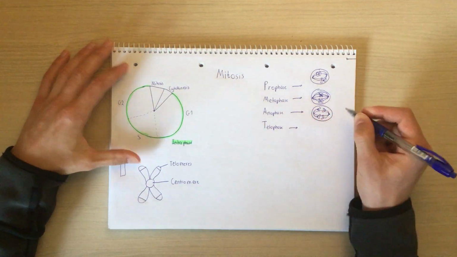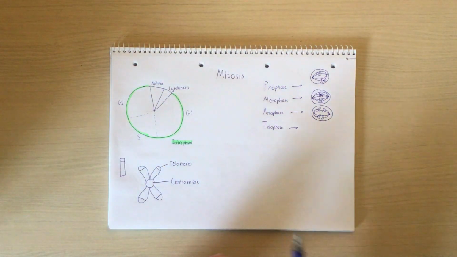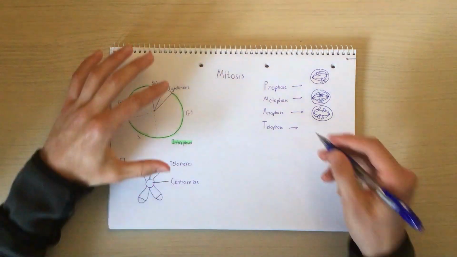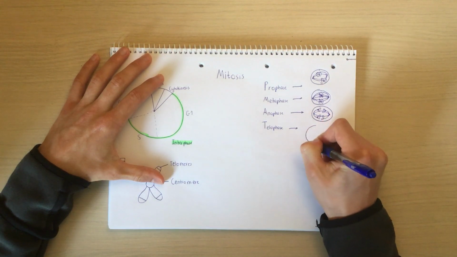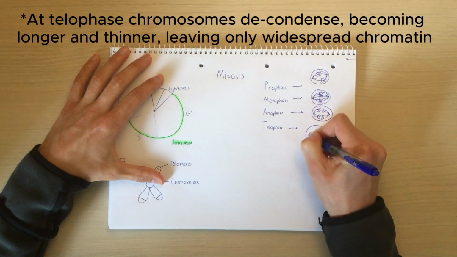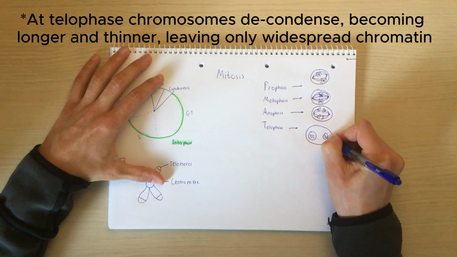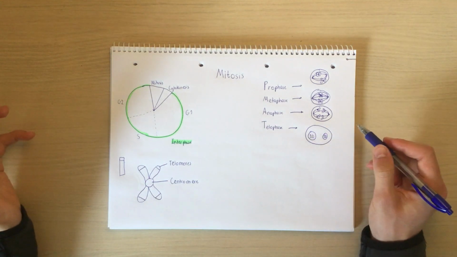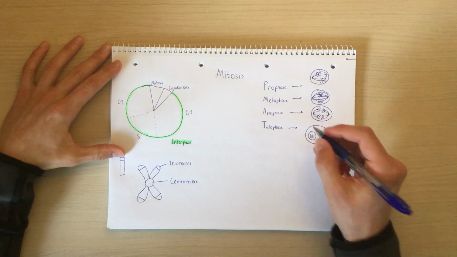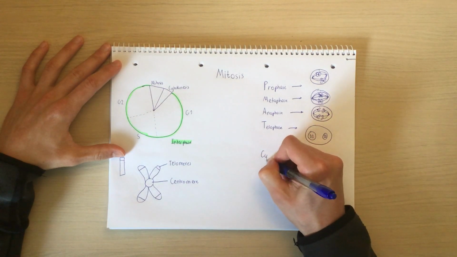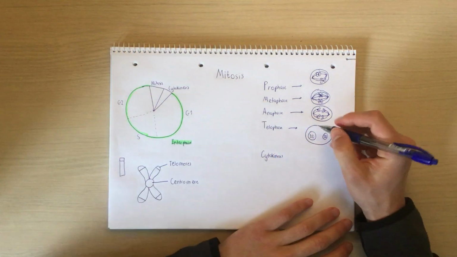Now in telophase, the sister chromatids reach the opposite poles, the nuclear envelope reassembles, and the nucleolus reforms. It reappears. So then what we're going to have within our initial parent cell is two nuclei with genetically identical DNA. And what happens then is we have cytokinesis, which means the splitting of the cytoplasm basically.